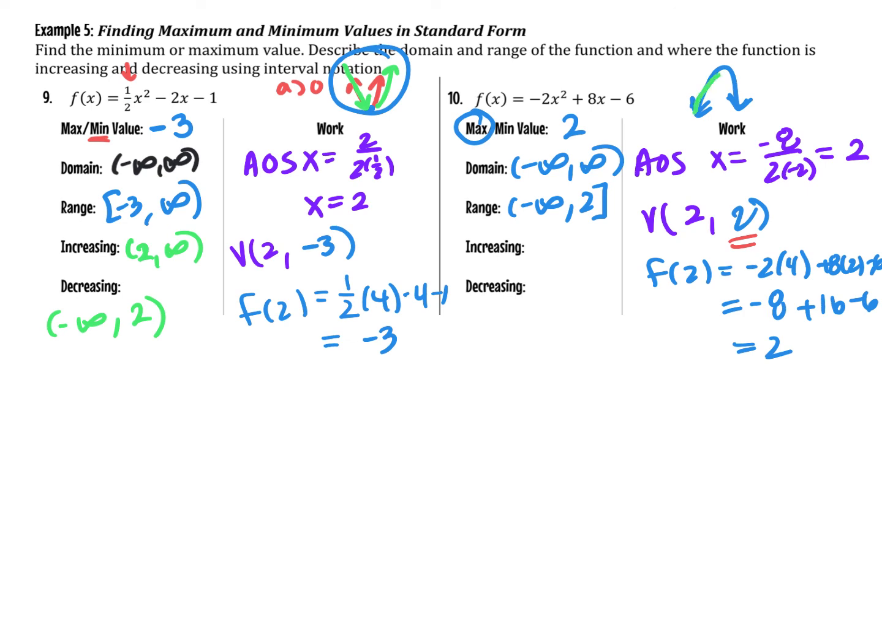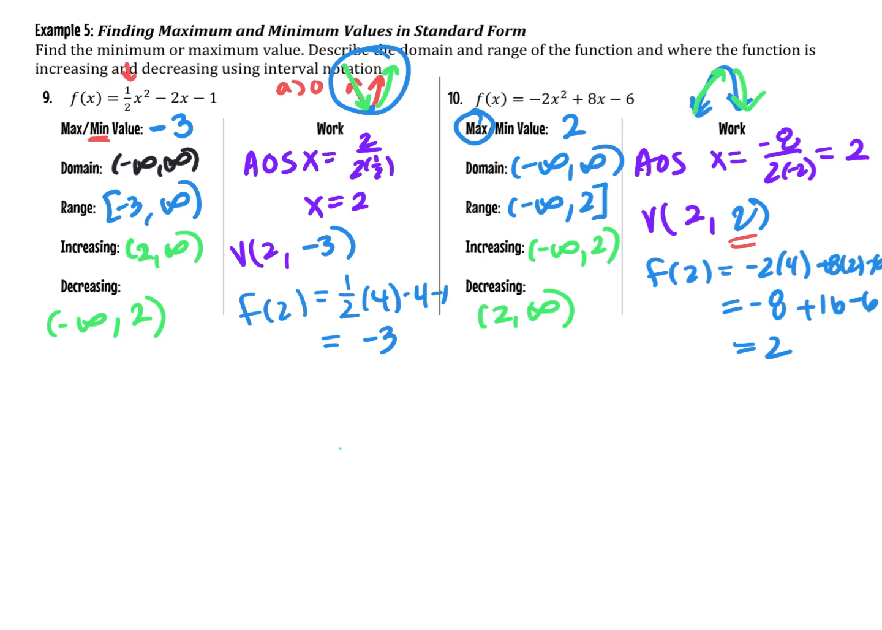We are increasing if I start from the left and work towards the vertex. So we're increasing from -infinity to the x value of the vertex, which is also 2, which means we're decreasing from the x value of the vertex forever after that.